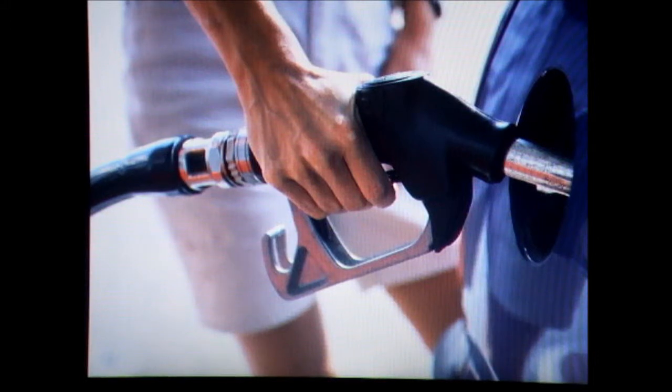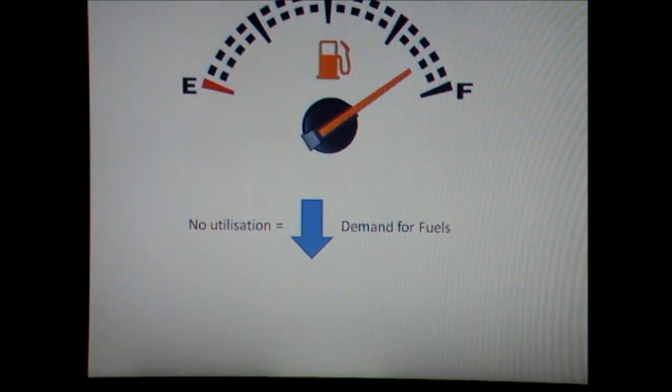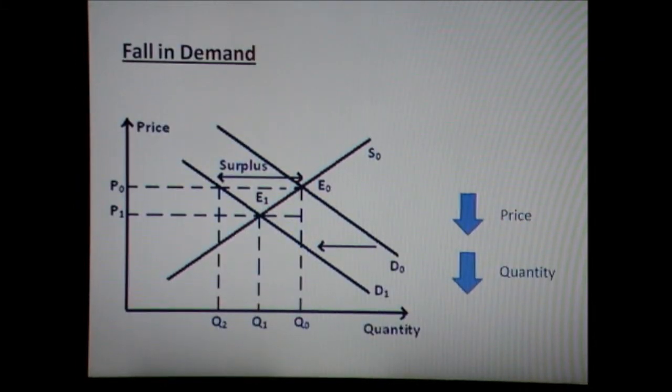Next, we'll be talking about fuel prices. When you park your vehicle in the car parks, no utilization of fuel is required when the car is parked. This reduces the demand for fuel. A fall in demand for fuel will lead to a decrease in both the equilibrium price and equilibrium quantity of fuel.